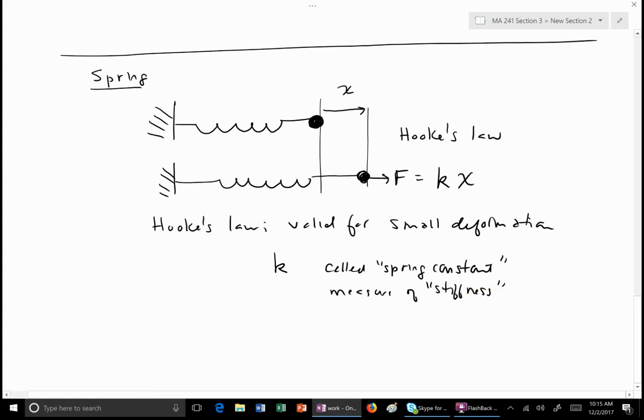In other words, if you have two springs and you stretch them the same amount, the one takes a lot more force, right? And Hooke's law is actually really cool. You might say, well, this is kind of boring.